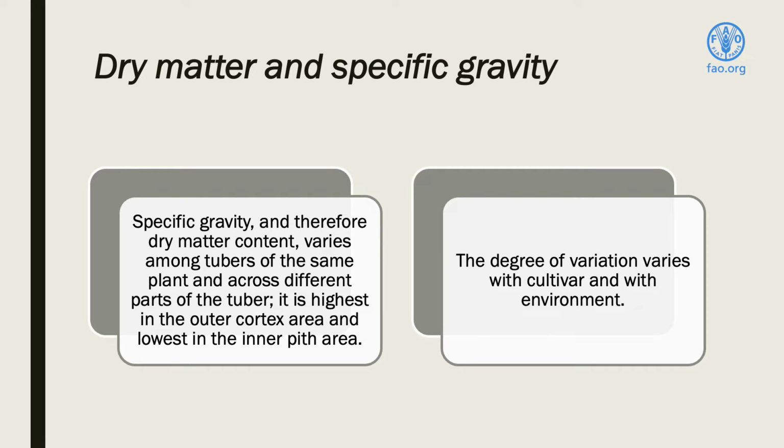Also, specific gravity and dry matter content vary among the tubers of the same plant and across different parts of the tuber. It is highest in the outer cortex area and lowest in the inner pith area. And the degree of the variation varies with cultivar and with environment.